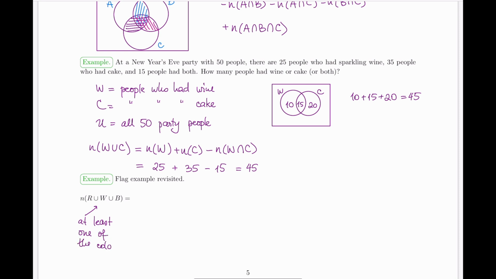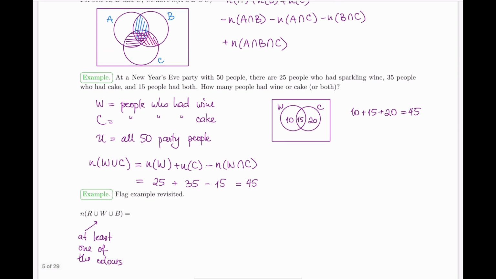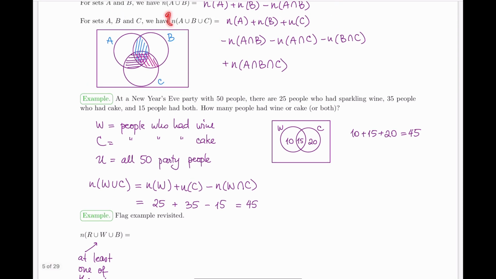Now, applying the principle of inclusion-exclusion, we're going to have to look at our three-set formulation here, which says that I have to add up all these sets separately. So the number of flags with red, the number of flags with white, the number of flags with blue, and then I'm going to have to subtract the intersection of two of them with each other. So minus the number of red and white, minus the number of red and blue, minus the number of, which one am I missing? White and blue.